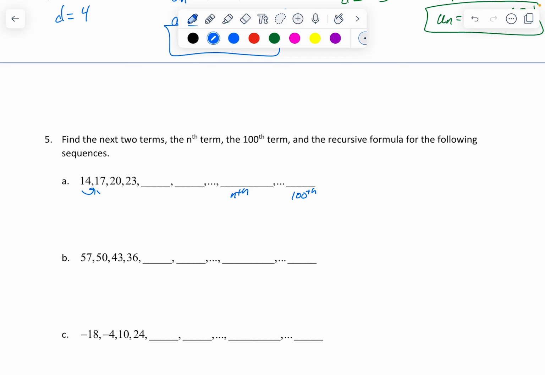So what do I notice? Well, I notice I am adding 3 each time. So if I add 3 again, I'm at 26, I'm at 29. And then, for the recursive formula, tell me where to start. We'll call this A. A sub 1 is equal to, we started at 14.